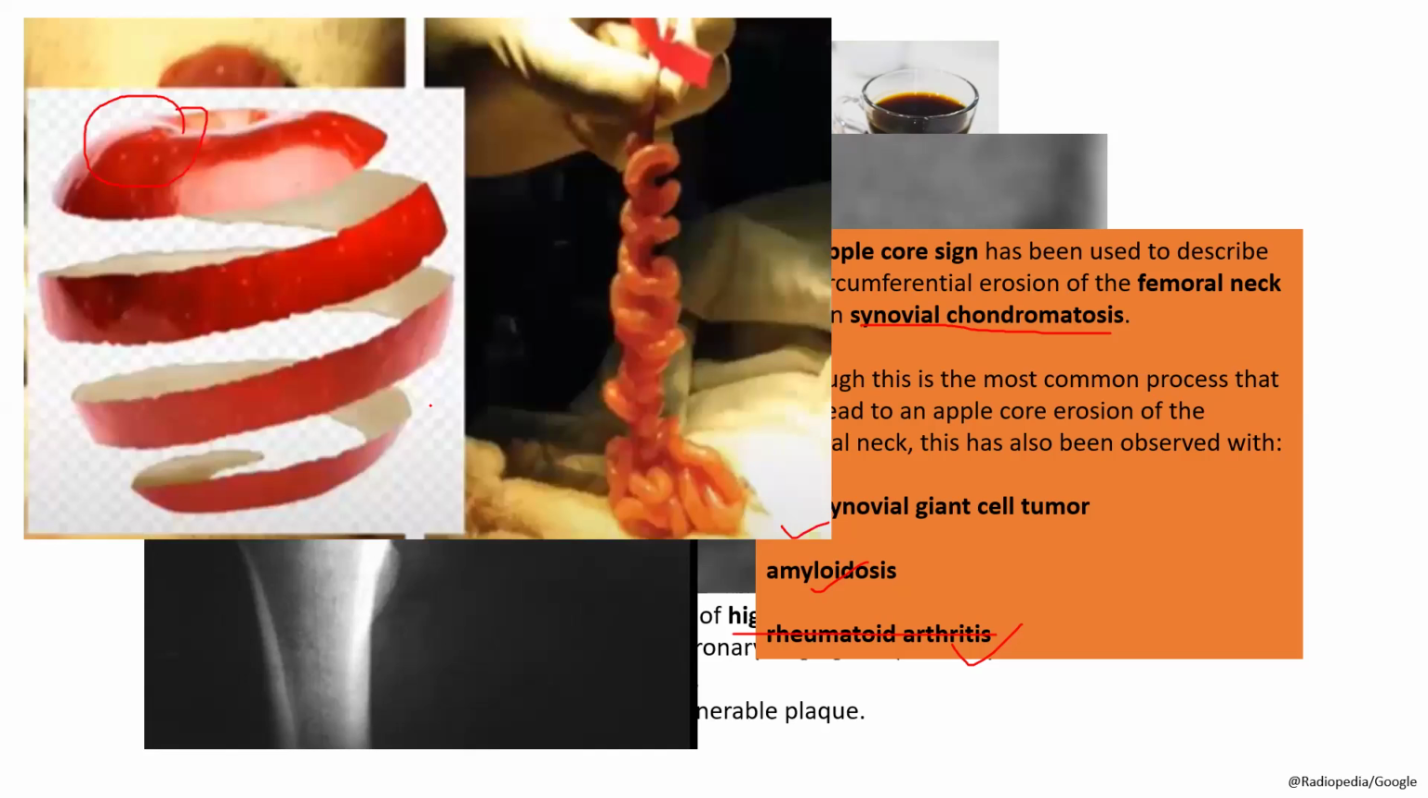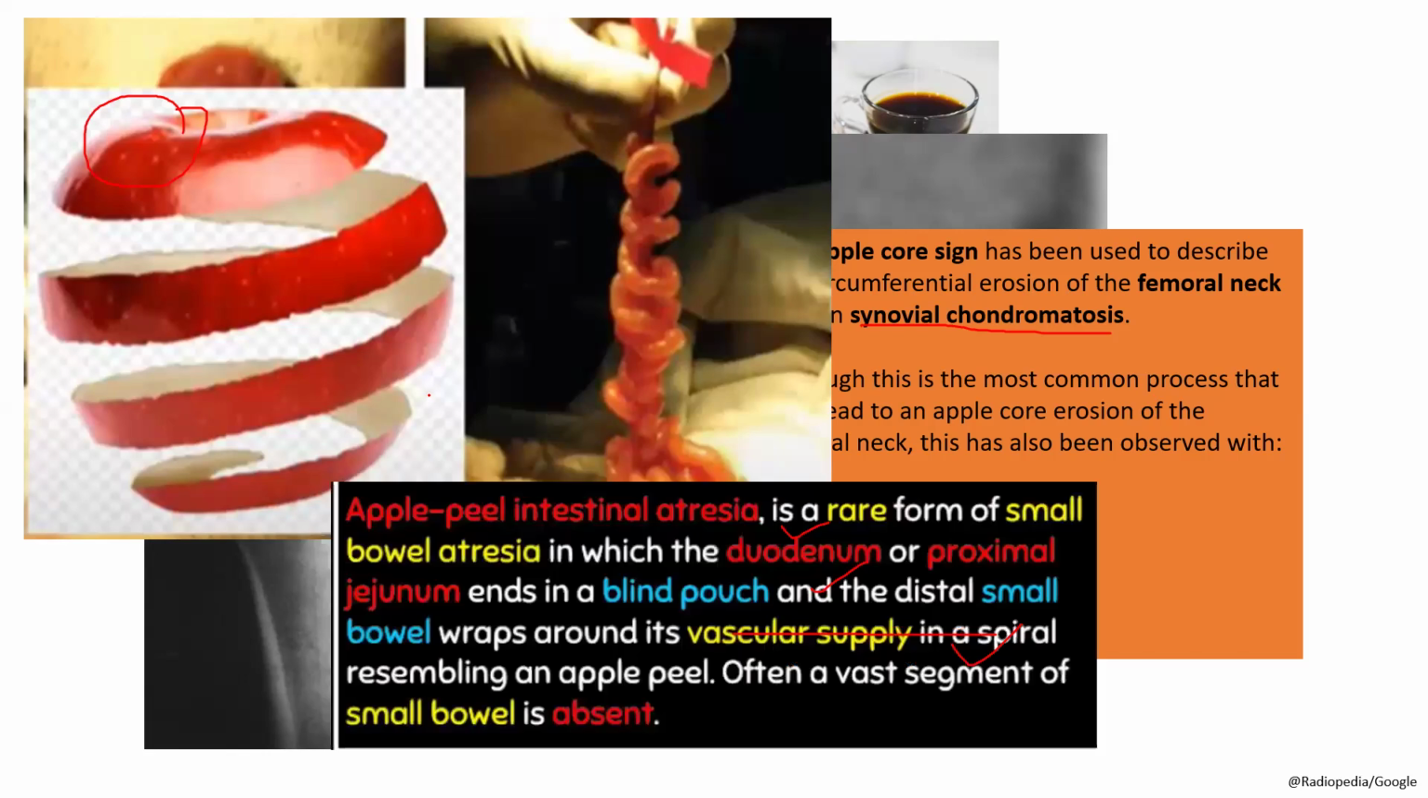Now, when we are talking about apple, then we must talk about apple peel intestinal atresia, which is a rare form of small bowel atresia in which the duodenum and proximal jejunum end in a blind pouch, and the distal small bowel wraps around the vascular supply in a spiral fashion, and it gives an appearance of an apple peel.